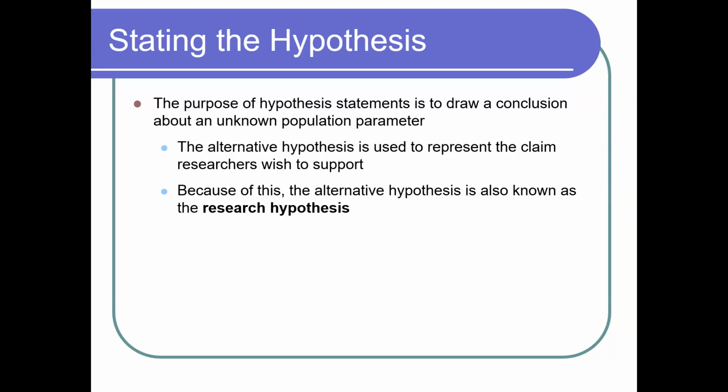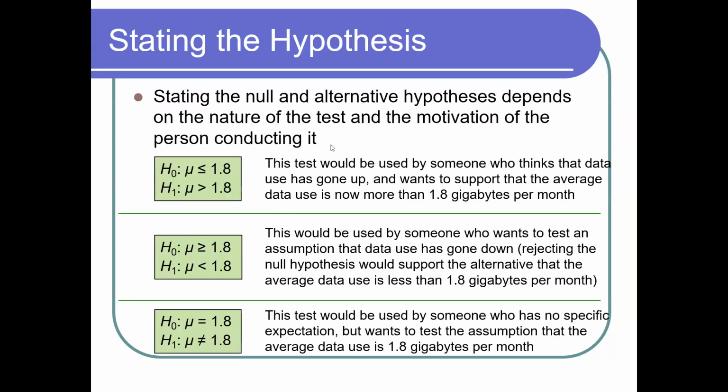But then we say, well, we found out when people watch more than 2 hours of TV, the GPA is higher. Okay, so then we have to test that it's not true that when people watch less than 2 hours of TV, their GPA will be higher than 3.5. Okay, so the null hypothesis will be dependent on the nature of the test, and then the motivation of how we want to do it.